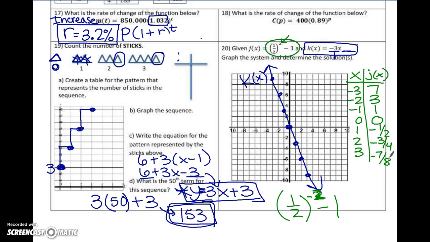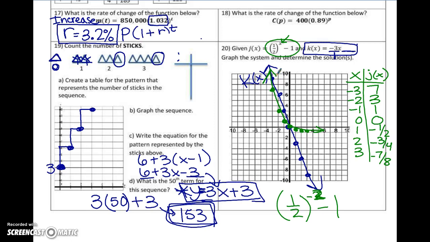And then we're going to graph it. So -3, 7, -2, 3, -1, 1, 0, 0, 1, -1/2, 2, -3/4, and 3, -7/8. So we look like that. About. Something close to that.